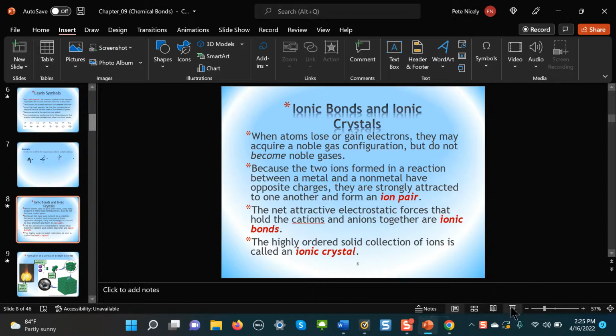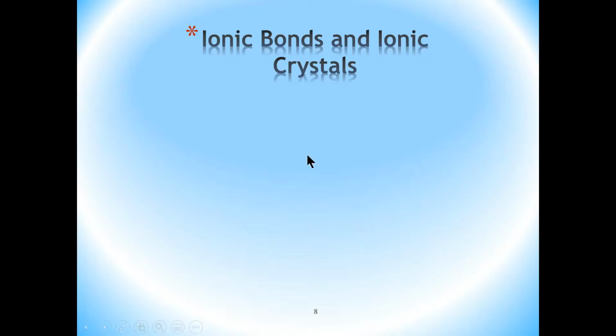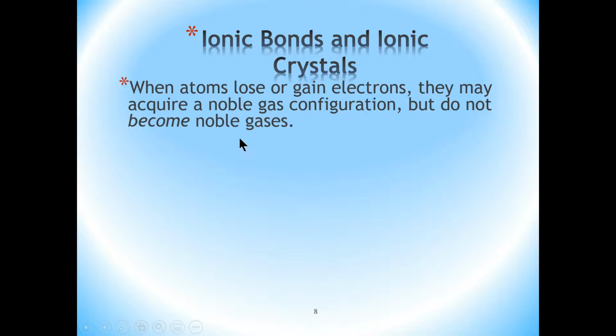Now we're going to get into more details about the formation of ionic bonds. As we said before, ionic bonding occurs when you have the transfer of electrons from one atom, a metal, to another atom, which would be the nonmetal. And when that happens, the resulting ions will have a noble gas configuration. But you need to realize that they do not become noble gases. The reason is that it's not the same element as a noble gas, because the number of protons will be different for the ion compared to the noble gas element.